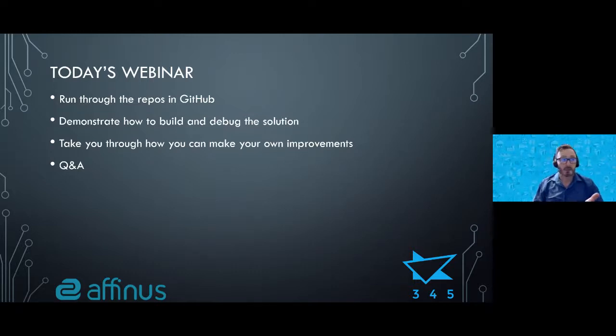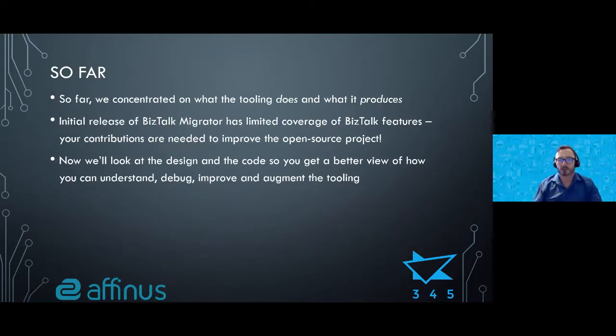So where are we? So far we've really looked at the BizTalk Migrator in the context of what it does, and just as importantly, what it produces. In other words, what the Azure app looks like, and the process for migrating. Now the initial release of the BizTalk Migrator, as you've no doubt seen, has FTP, file adapters, pass-through messaging, and XML messaging. That does cover quite a lot of BizTalk apps, but it's barely scratched the surface. We've got a very small amount of orchestration coverage.